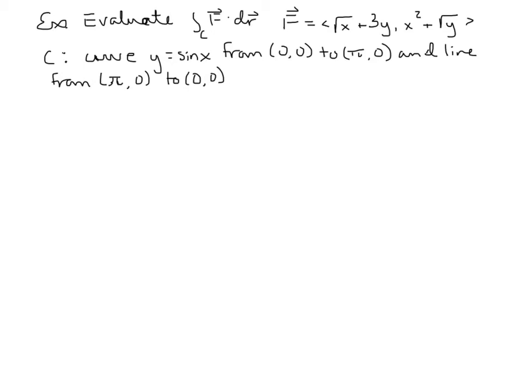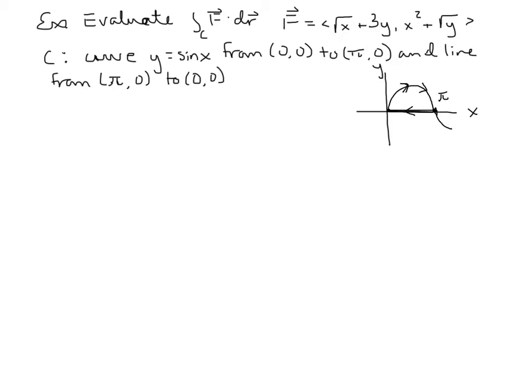So first of all, let's draw out what this curve is. So we've got y equals sine of x. Sine starts at (0, 0), and it goes in this direction. So there's y equals sine of x, and it keeps going, but right there is pi. So I'm going to draw some arrows because it starts at (0, 0), and then it goes to pi. And then it's a line from pi to (0, 0). So it goes back on that line.